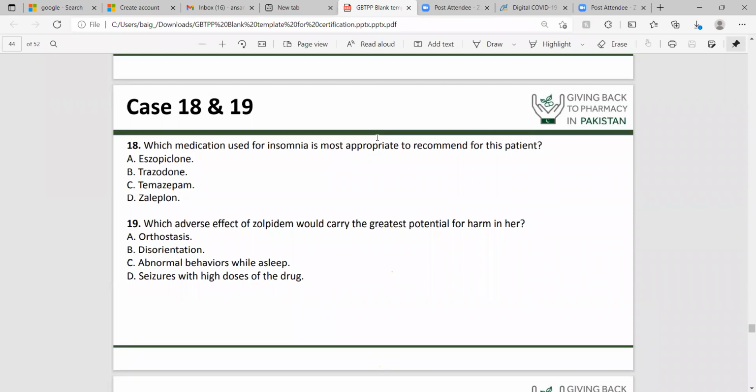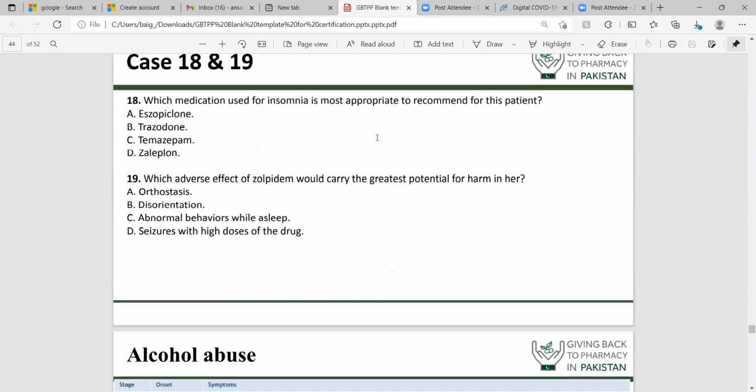Which adverse effect of zolpidem would carry the greatest potential for harm in her? Option A: orthostasis, disorientation, abnormal behaviors while asleep, seizures with high doses of the drug. In question number 19, they are asking about the side effects, and the most common side effect for zolpidem is option C, abnormal behaviors while sleeping.